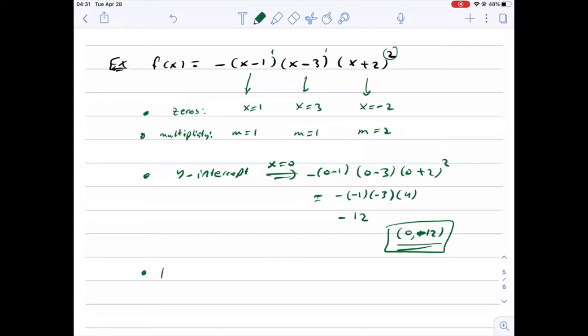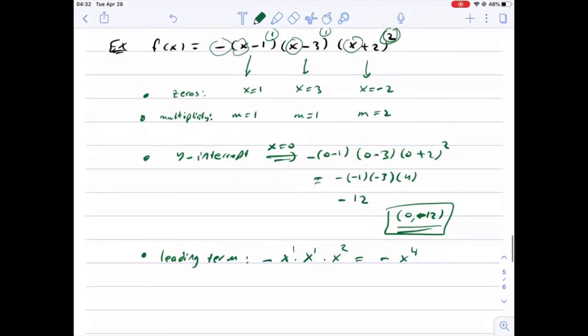Now we can determine the leading term. The leading term can be determined this way. We have negative here, and then x to the power 1. So we just choose x from each parentheses with the multiplicity. So x here raised to the power 1, and then x raised to the power 1, and then x raised to the power 2 in the last parentheses. So this is -x to the power 4.